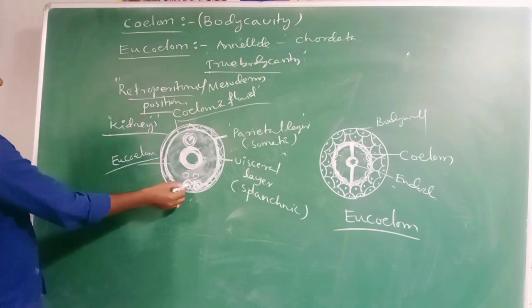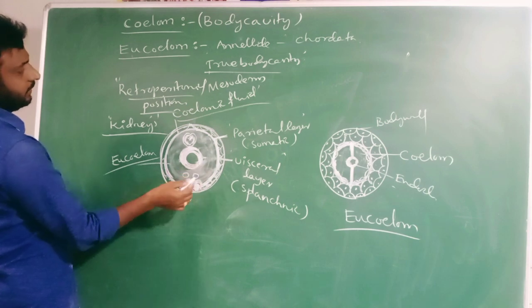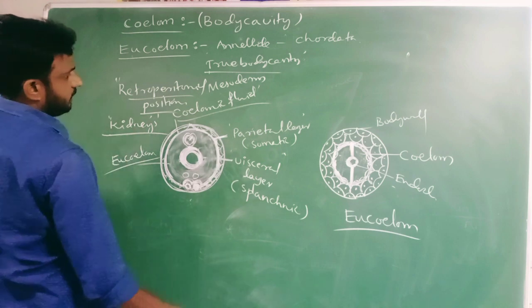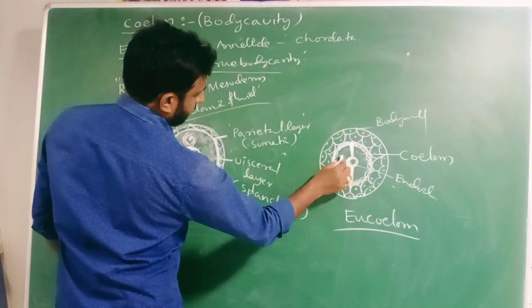Retroperitoneal organs: the kidneys are covered with the parietal layer only at the ventral side, not at the dorsal side. This position is called retroperitoneal position. This is the cavity, between the body wall and the gut.